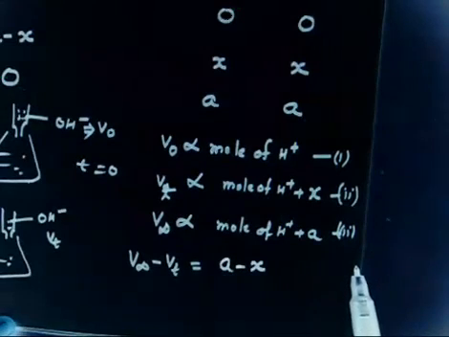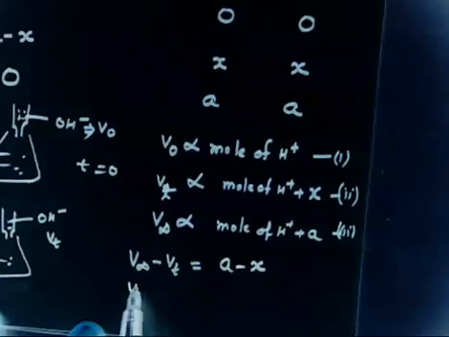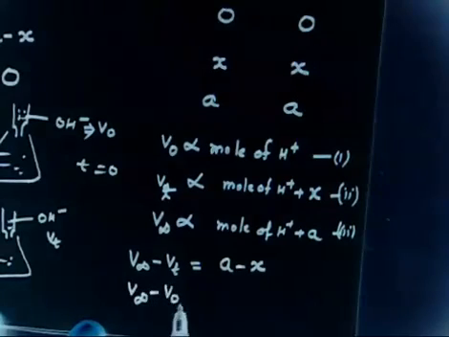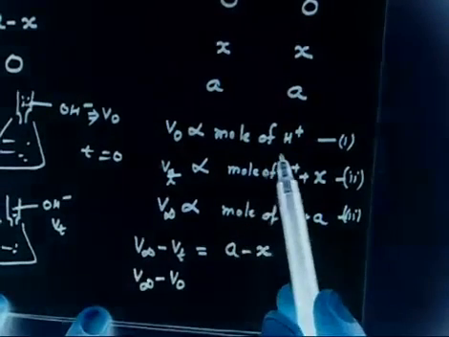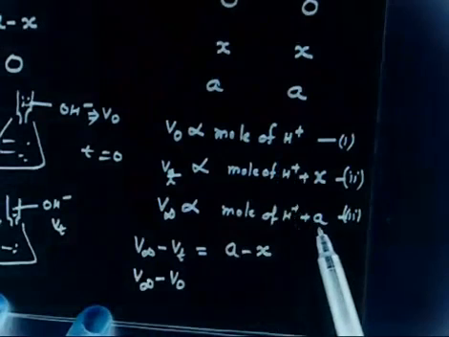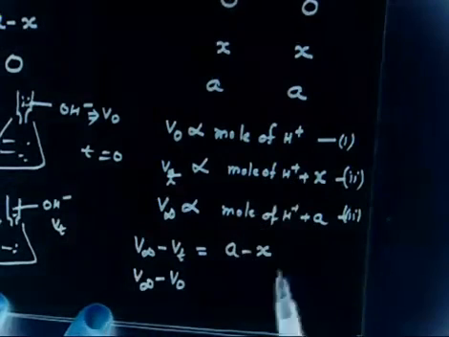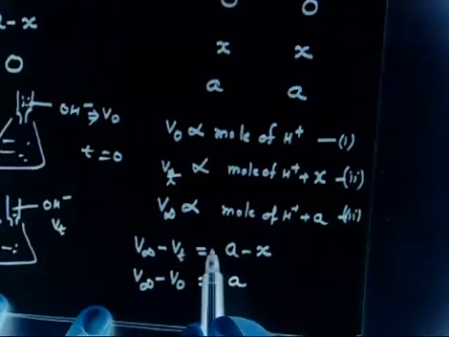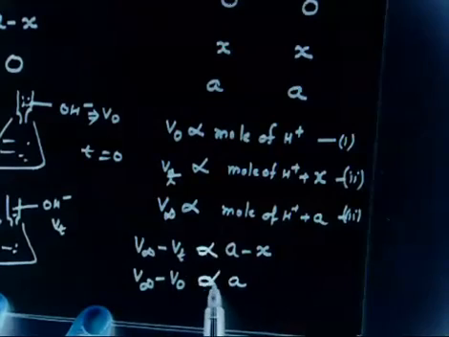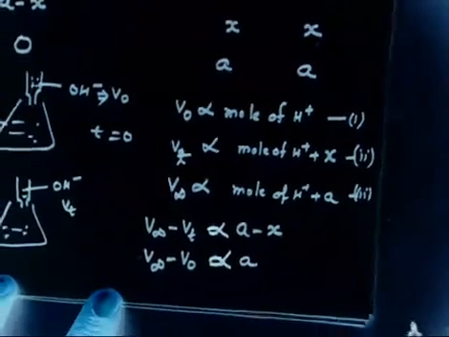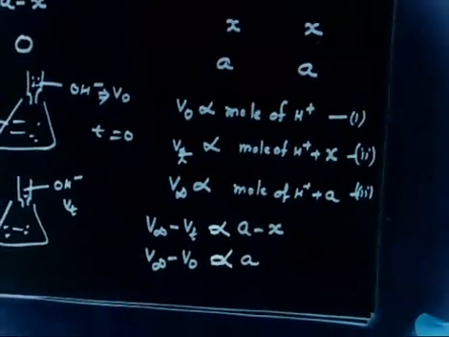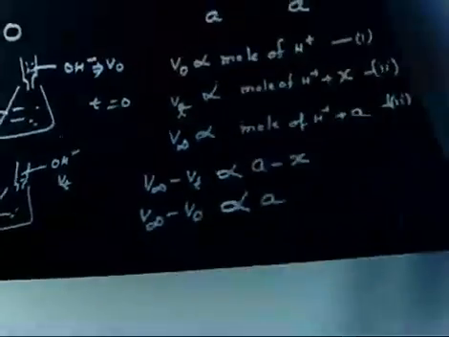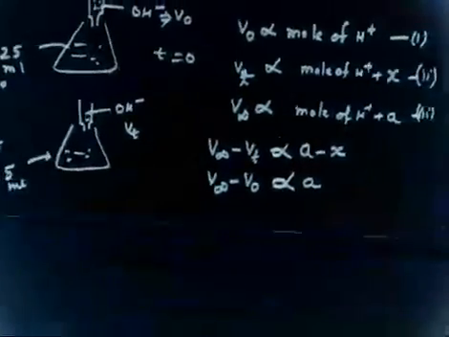Now if you subtract, let us say V infinity minus V naught, that is equation number 3 minus equation number 1, you will have A plus mole of H plus goes out, so you will have simply A. So this is proportional to A. Let me write, this is proportional to A, this is also proportional to A. Are you getting it? Up to this point, if you have any confusion, let me ask, otherwise I will go.